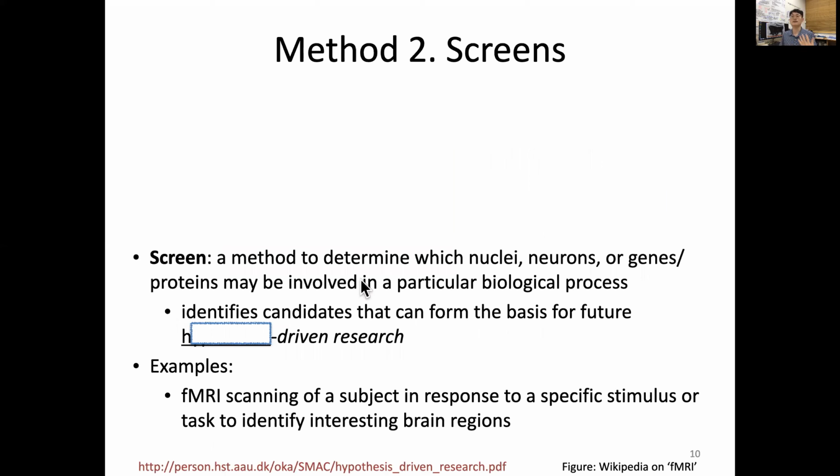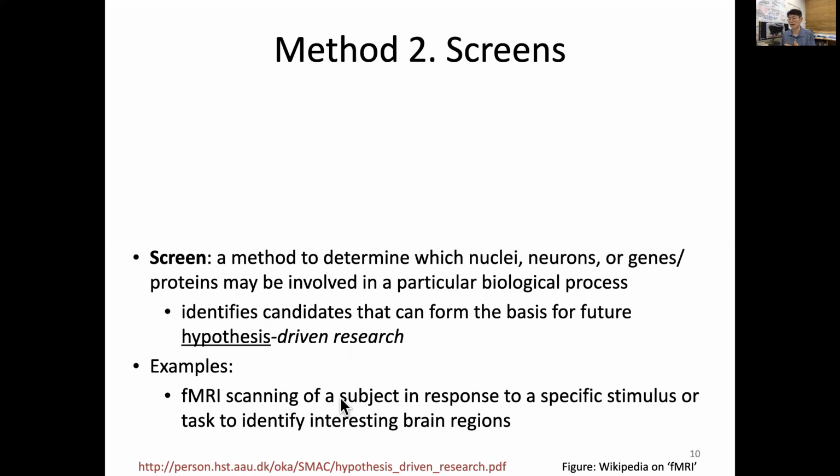So second is screening. A screen is a method to determine, in the nervous system, the brain let's say, which nuclei, what kind of neurons, what kind of genes, down to proteins are involved in a particular biological process. By screening each of these, we may be able to identify some candidates that can form the basis for future hypothesis-driven research. Okay, let me give an example.